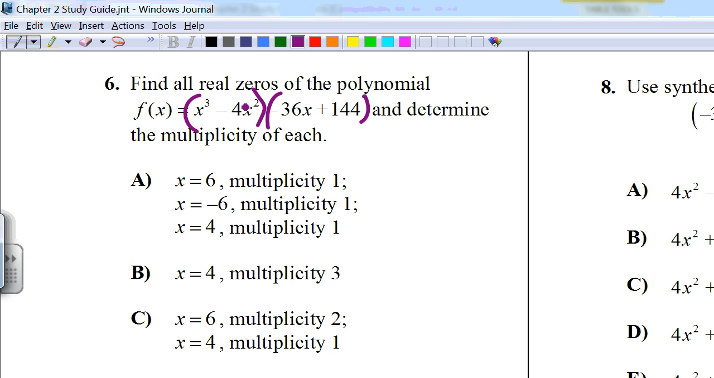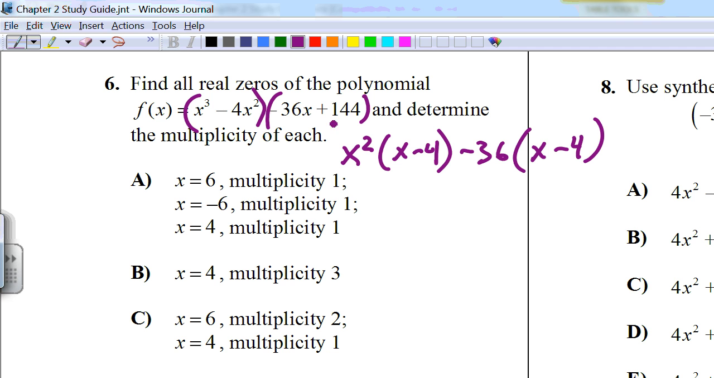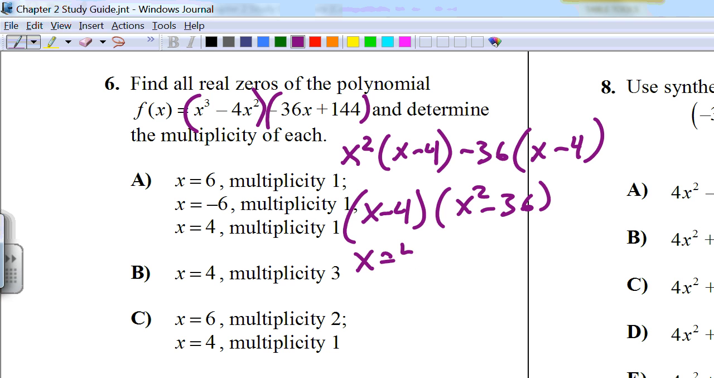All right, if I take an x squared out of the first bit, I'm left with x minus 4. If I take a negative 36 out of the second, I get x minus 4. So that gives me x minus 4 times x squared minus 36. If I set these equal to 0, I get x equals 4. I get x squared equals 36, which means that x equals plus and minus 6.